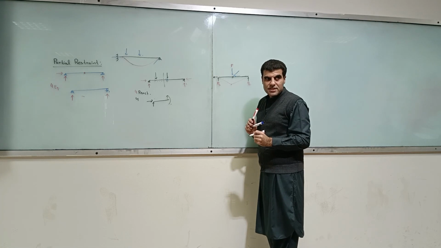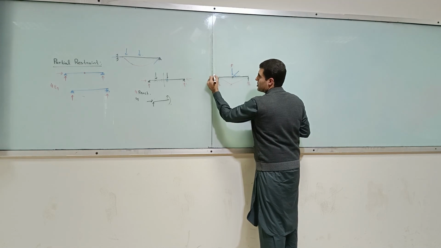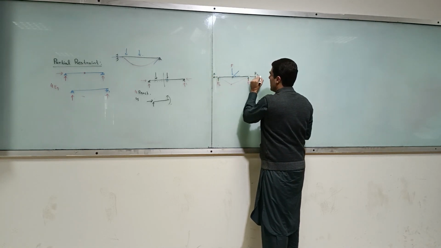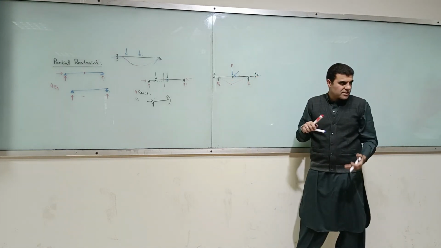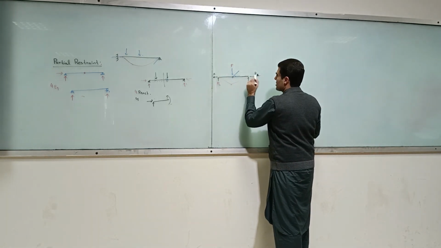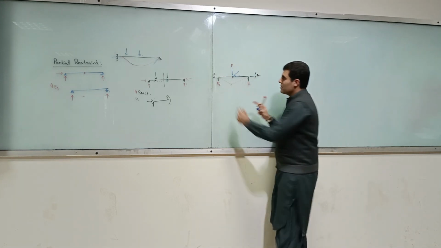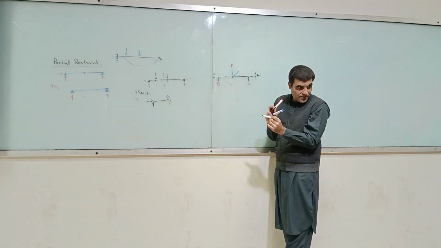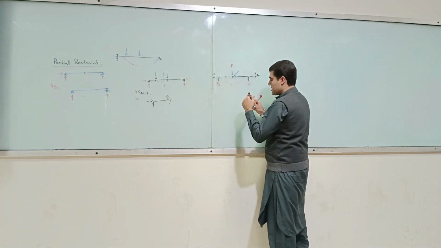Excuse me, can I have silence please? Thank you. So you will have a reaction, say imagine R1, and that R1 will be equal to R2. Sorry, this will be R2 because of summation of Fx. You will have R1 and R2. Now, P by 2 times this, minus R1 times this distance.